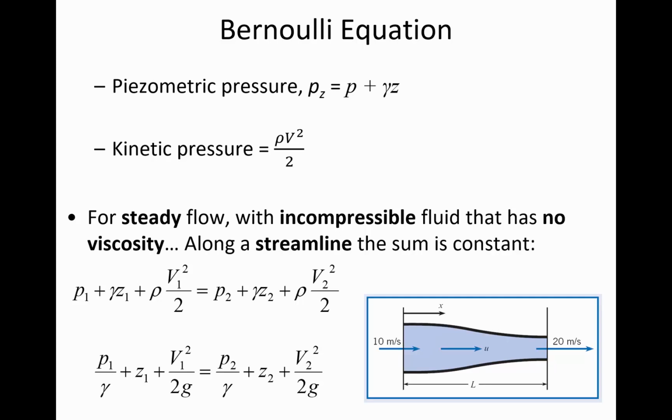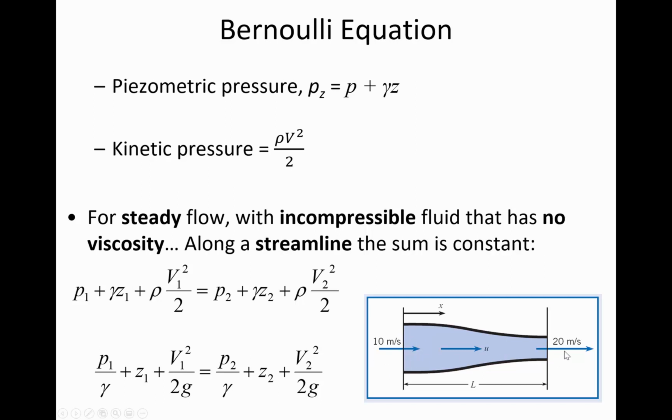So this is the type of application where Bernoulli's equation is used. It's where the velocity is changing due to convective acceleration. So you can see that the velocity upstream is relatively slow at 10 meters per second.